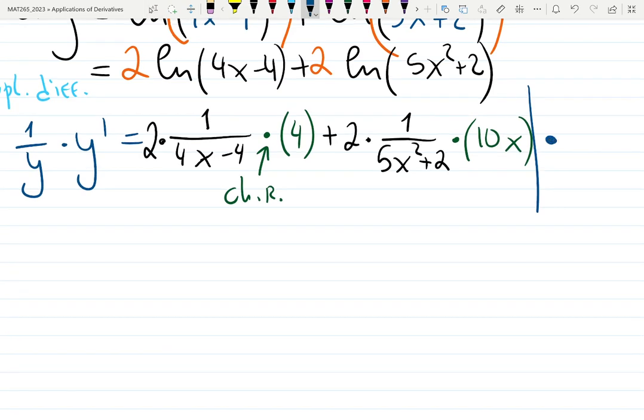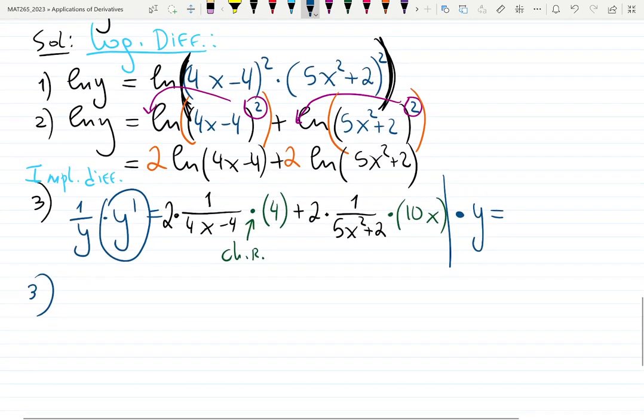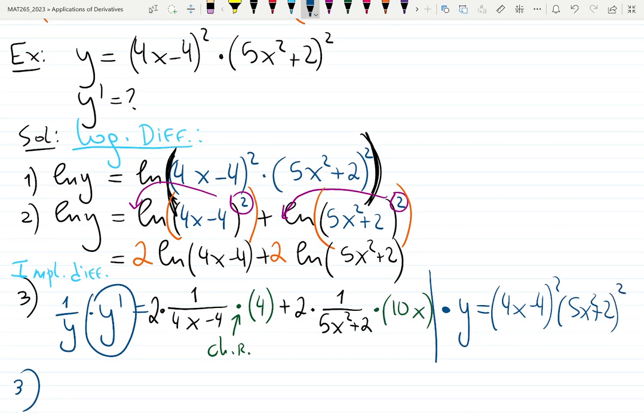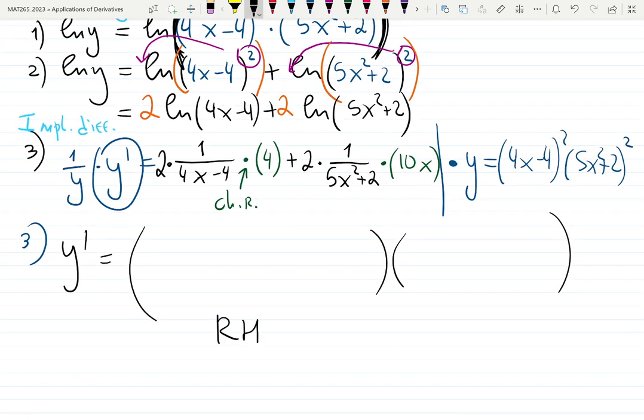And now I'm going to skip one step. I'm going to multiply everything by y, and I will have y prime equals blah, blah, blah. But y is given. y is its original function, 4x minus 4 squared, 5x squared plus 2 squared. Like so. That will be the answer. y prime equals blah, blah, blah times y. So the right-hand side times y, and RHS is whatever we were just differentiating.